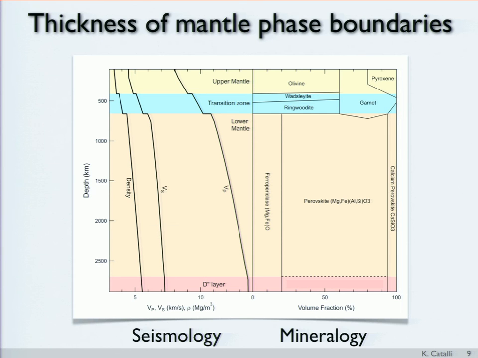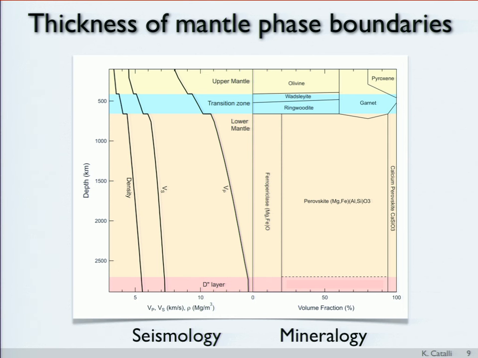So now I'm going to come back to a slightly more detailed cross-section of the Earth. We're looking here at just the mantle. On the left, we have depth versus different seismic parameters. So we have density, shear wave velocity, and P wave, or compressional wave velocity. And on the right here, we can look at mineralogy, looking at the volume fraction of the minerals that make up the Earth here. And we can relate this mineralogy to what we see in the seismology.